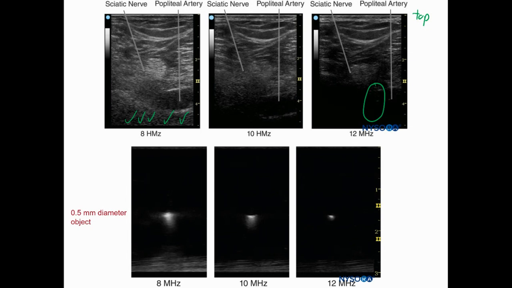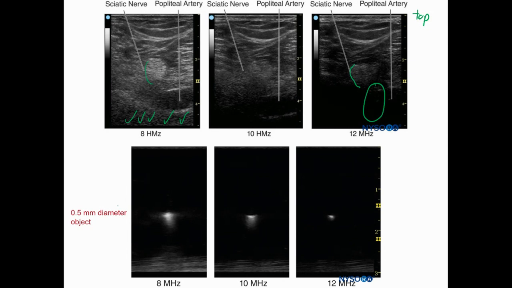In the 12 megahertz image, you're not seeing anything. On the other hand, the feature that you're resolving at 12 megahertz is much sharper in that image than it is in that image. So you're getting deeper, but you don't have as good resolution. So the ultrasound user has to pick the right transducer.